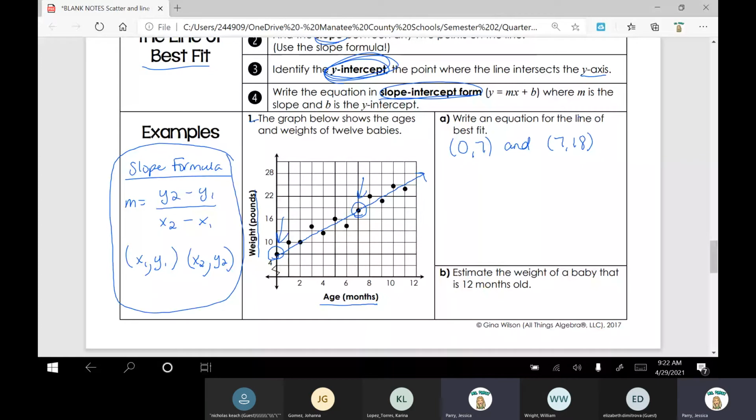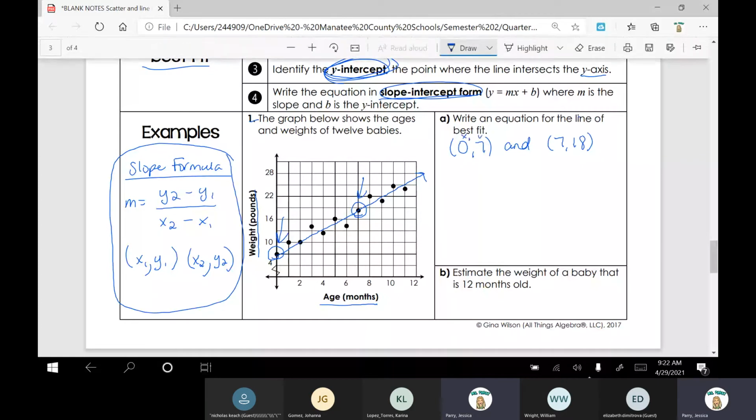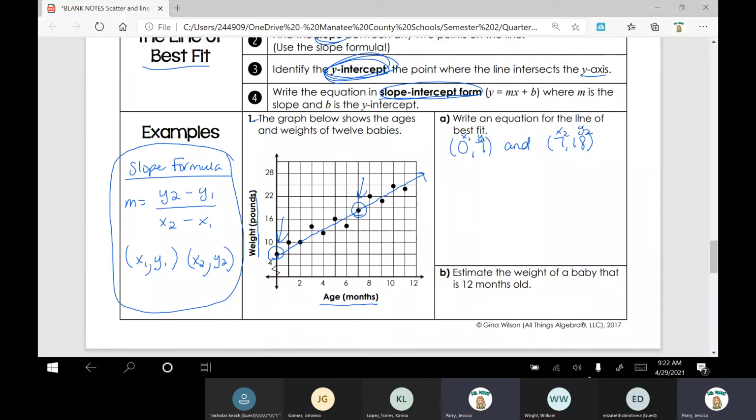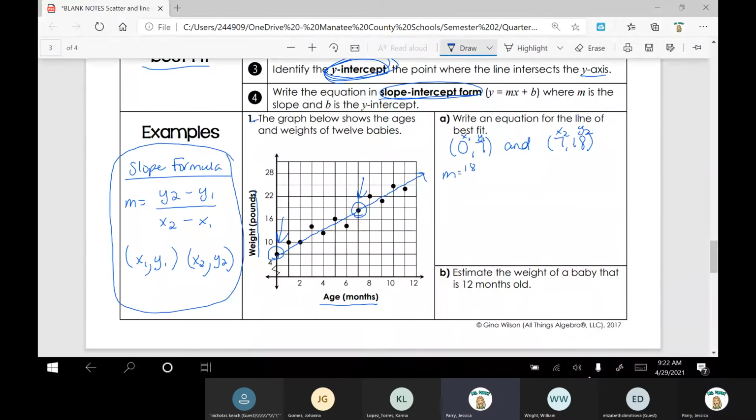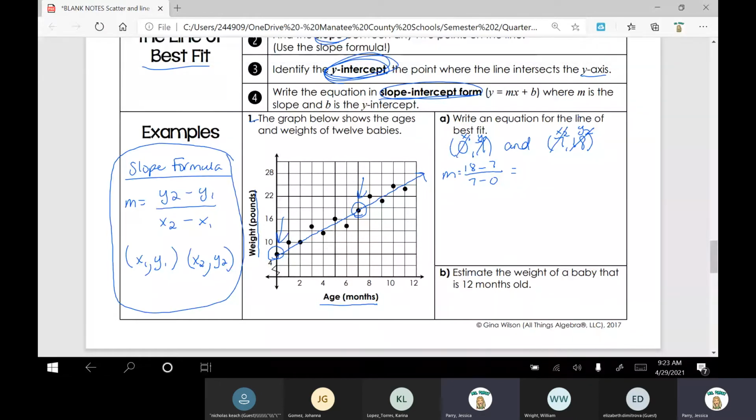Okay, so let's identify and find our slope. You can first label x1, y1, x2, y2, and we're going to plug it into our formula. We've got y2 minus y1, so first is 18 minus 7 all over x2, which is 7, minus 0. And then we can simplify our slope formula. First, 18 minus 7 is 11 over 7 minus 0 is 7. So we've got our slope m, which is 11 over 7.